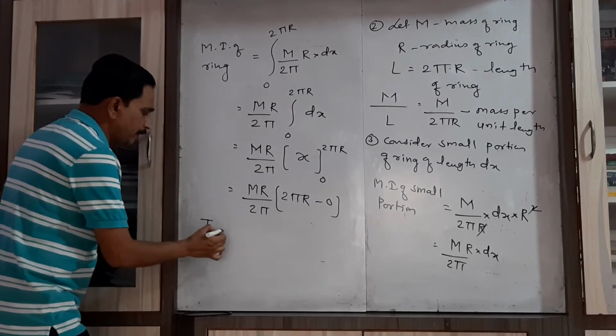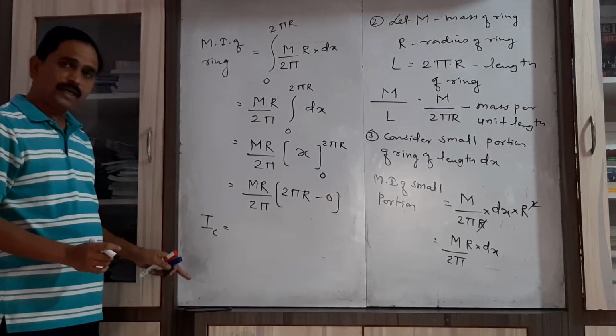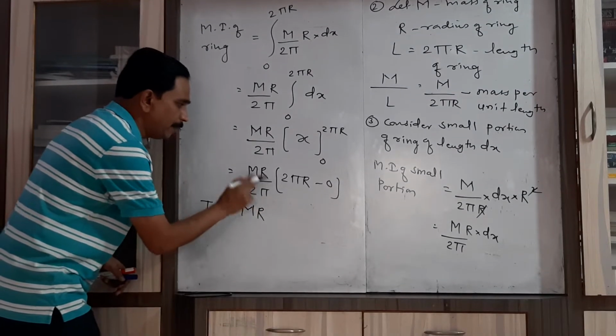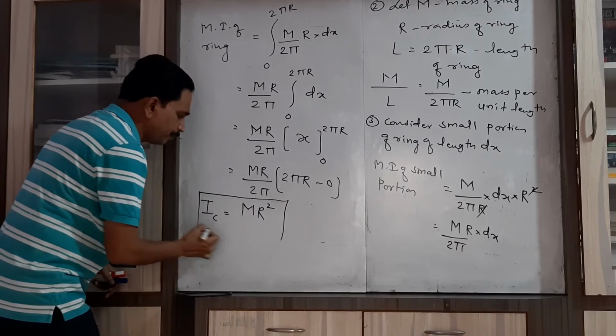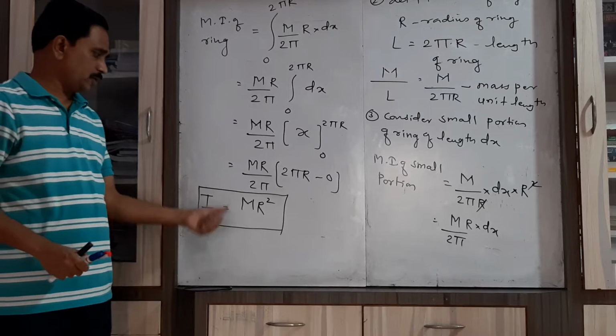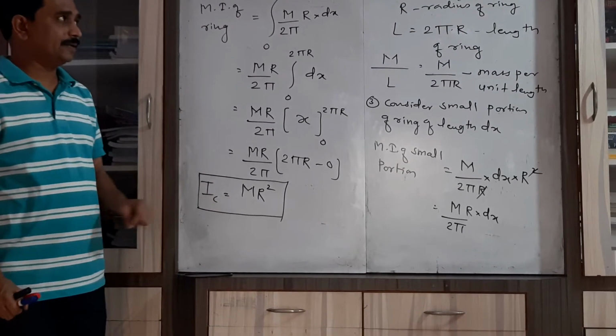Therefore, the moment of inertia of a ring about an axis passing through the center and perpendicular to the plane is simply mr, and this r becomes mr square. So this is how we get the formula for the moment of inertia of a ring about an axis passing through the center. Let us revise it.